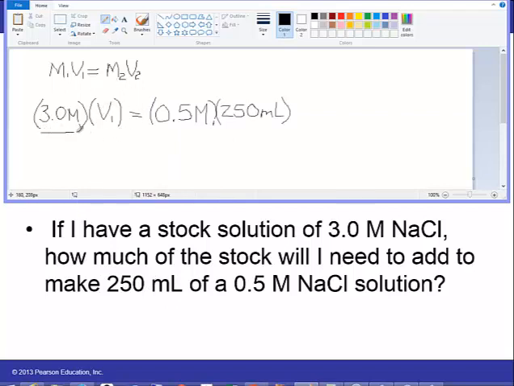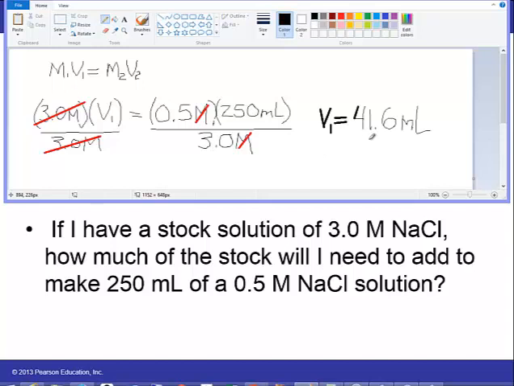So we'll divide both sides by 3 molar. The molar units will cancel out. Our answer is going to be left in milliliters. On this side, the entire concentration unit will be canceled, and we will have solved for V1. So our final answer is 41.6 milliliters.